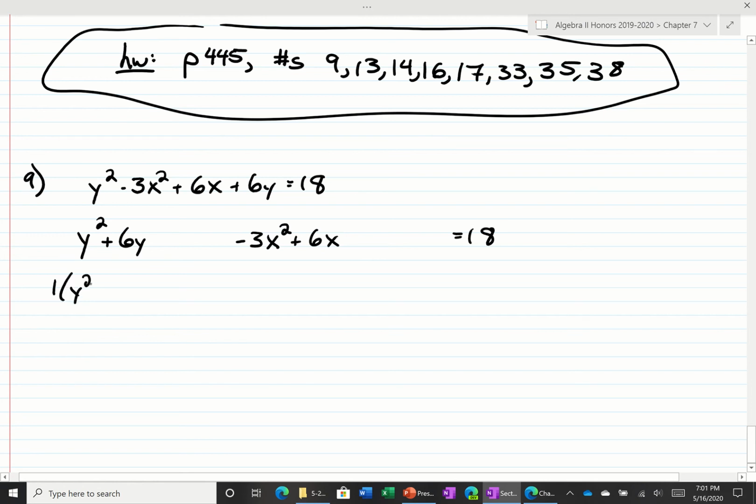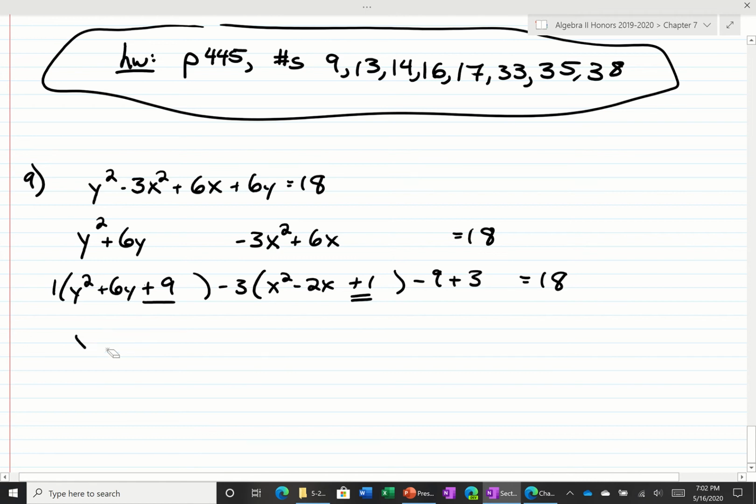Take out a 1. Take out a negative 3. This will be 9. This will be 1. So 9 times 1 is 9, so we'll subtract 9. 1 times negative 3 is negative 3, so we'll subtract negative 3. And we get 1 times y plus 3 squared minus 3 times x minus 1 squared is equal to, let's see, that's going to be negative 6.